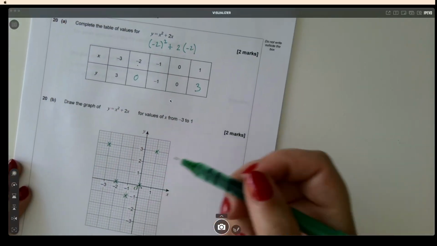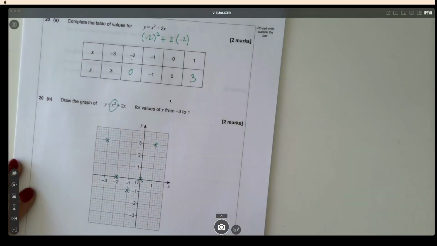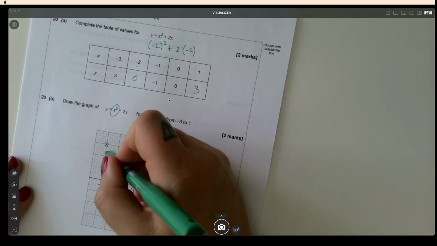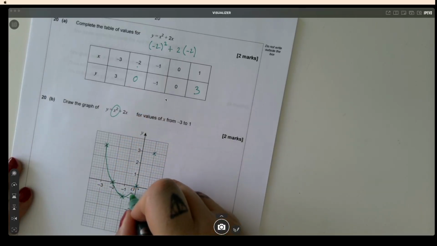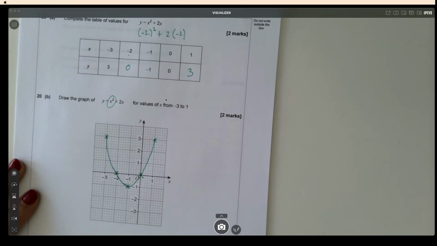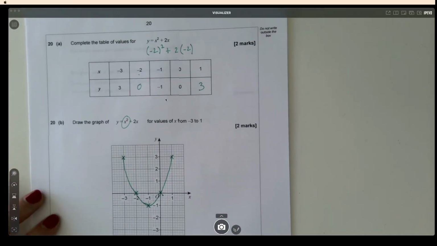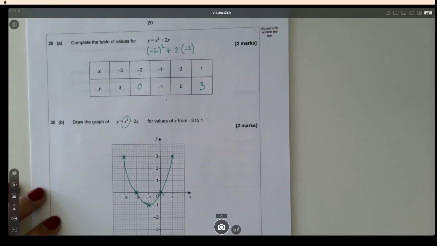We'd expect to see a little bit of a curve because of the x squared, and it's a positive x squared, so we'd expect that curve to be a U shape, and then it's simply a case of drawing as smooth a curve as possible through those points. I highly recommend you doing that in pencil, so if you do make a mistake you can rub it out and then it's clear to the examiner which is your correct answer line.